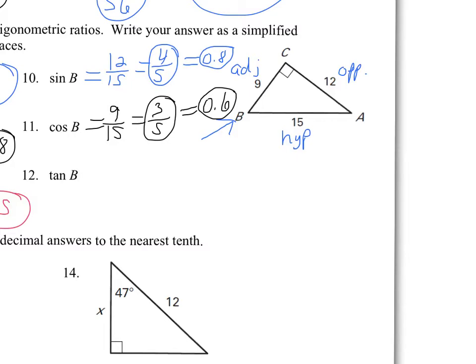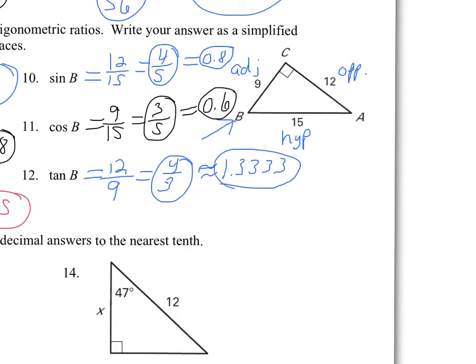Alright, tangent. Tangent of an angle is opposite over adjacent. So this will be 12 over 9. And 12 over 9, if you reduce that, you get 4/3. If you type in 4 divided by 3 into your calculator, that's not going to come out quite evenly. You get 1 and 1/3, so either 1.3 repeating or, since we're just rounding to 4 decimals, 1.3333.